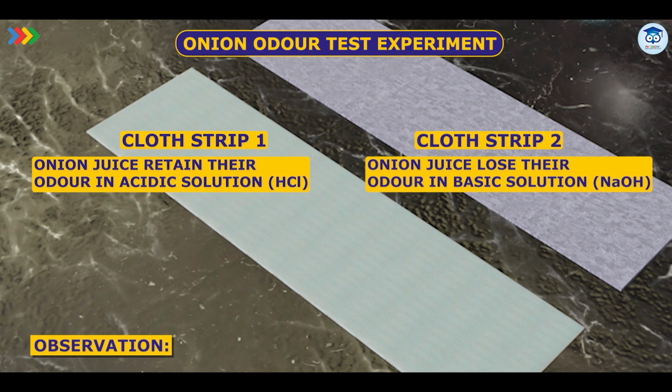So how are we going to understand? In HCl, the smell remains there, it retains. But in case of bases, the smell is not present. That means the strip which shows us absence of smell will help us to understand that it is a basic solution.